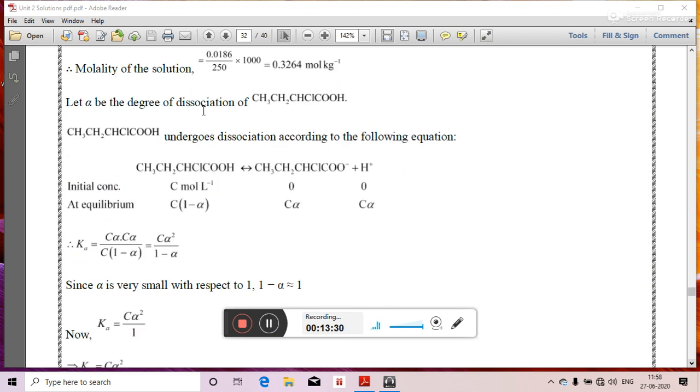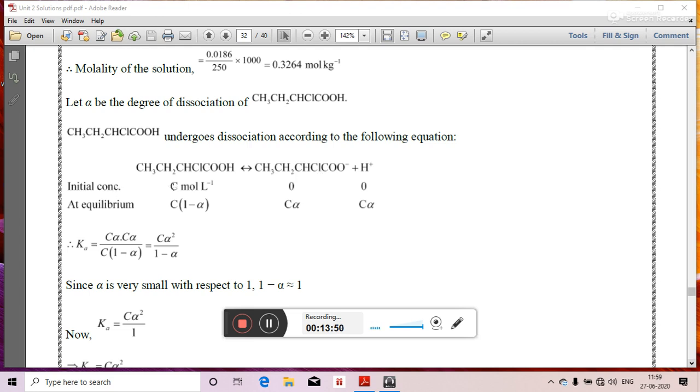Let alpha be the degree of dissociation of solute. So the solute undergoes dissociation according to the following equation. Initially we have CH3CH2CHClCOOH. On losing an H plus ion, it will form CH3CH2CHClCOO minus.